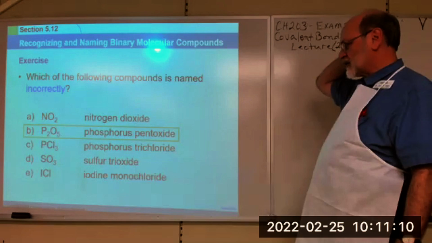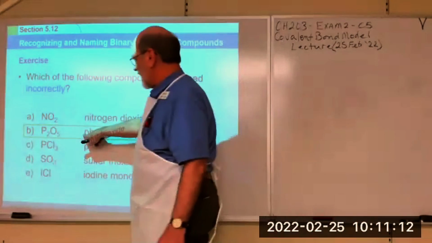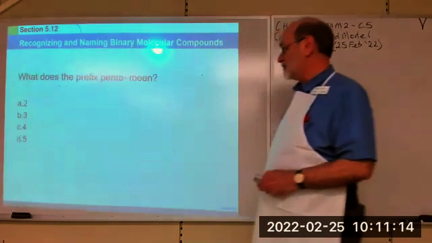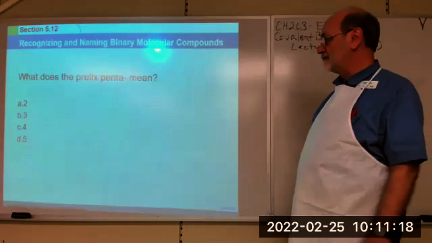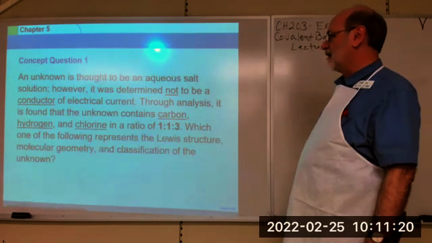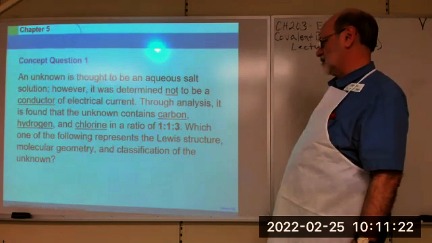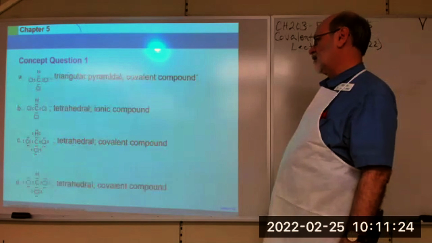That one, phosphorus pentoxide, we've left off the di, but the rest of them are named properly. Penta is 5. And we've got these concepts here. I'm going to let those go.